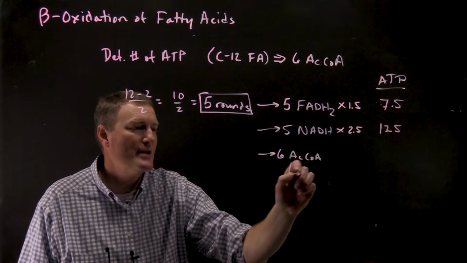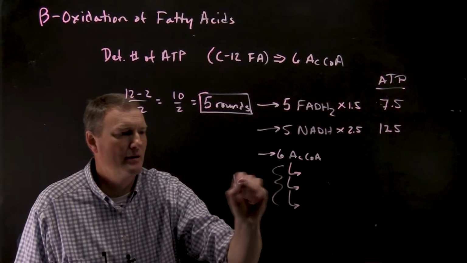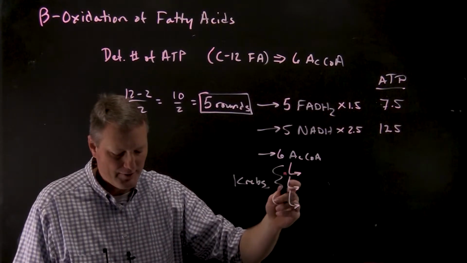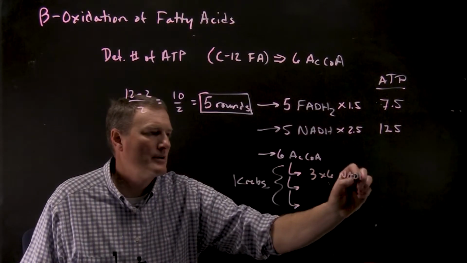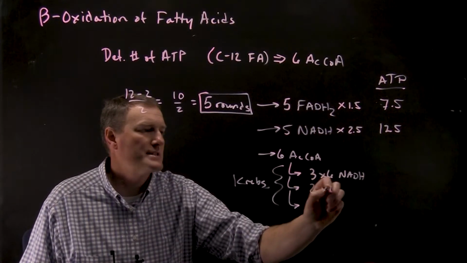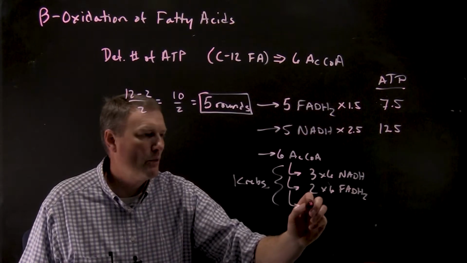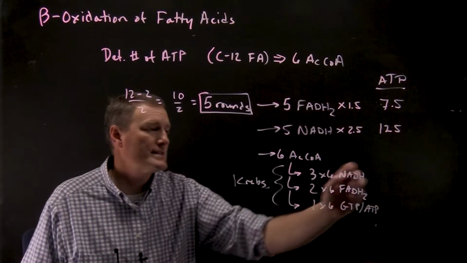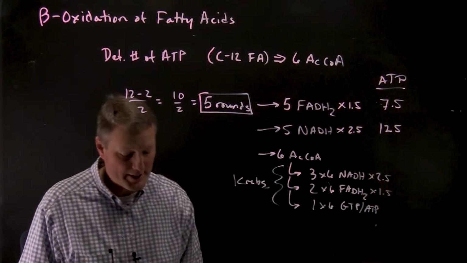And then my 6 acetyl-CoA units, now when they go through the complete process of the Krebs cycle, let's just summarize that. These acetyl-CoAs can then enter into the Krebs cycle. They're going to give a total of 3 times 6 NADH, because I'm doing 6 rounds of Krebs cycle, and each round gives 3 NADH. We'll get 2 times 6 FADH2s, and then 1 times 6 GTP/ATP. And so each of these now, I need to multiply the NADH by 2.5 and the FADH2 by 1.5.